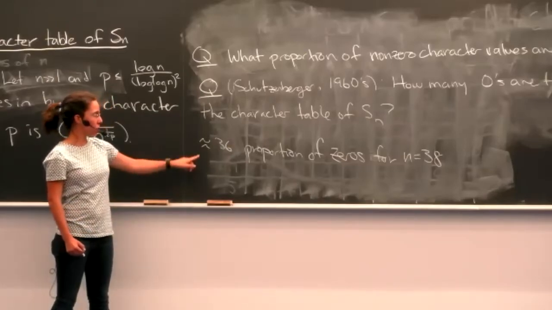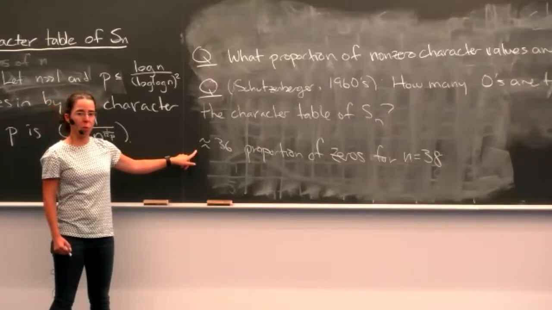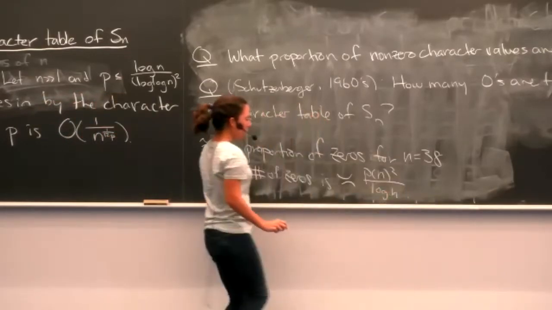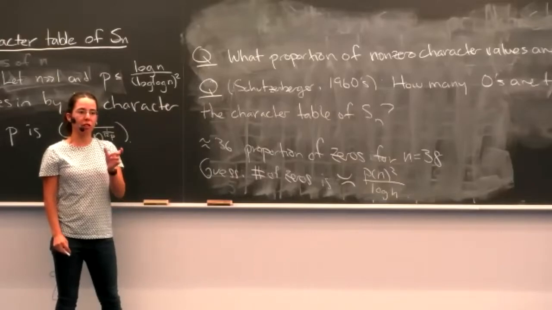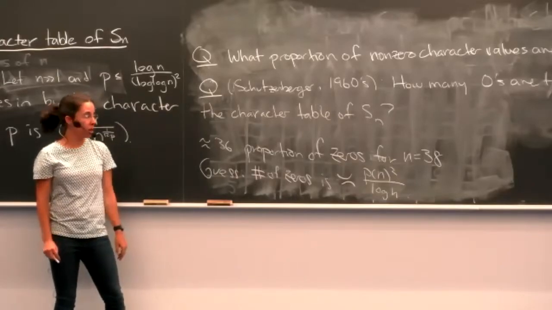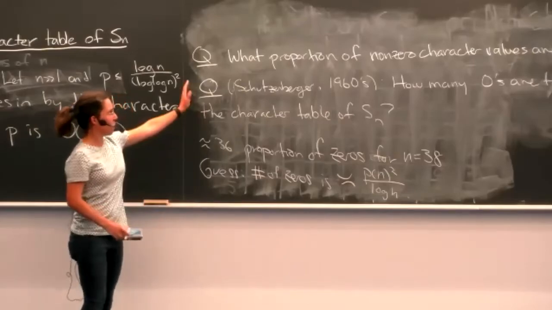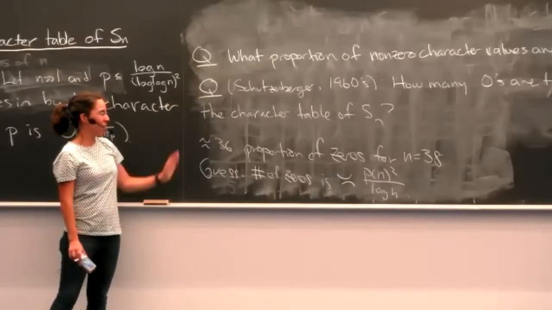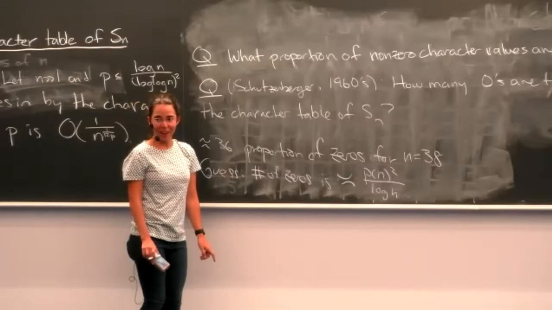If I had to guess, I would guess that the proportion of zeros decreases like 1 over log n. This is my guess. And there's actually a trivial lower bound you can get of 1 over log n just by looking at the distribution of the largest part of a random partition. I think this is the most interesting question about the character table of the symmetric group, but I really don't know how to approach it.